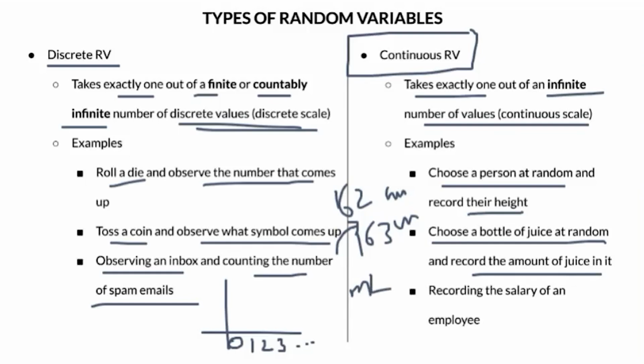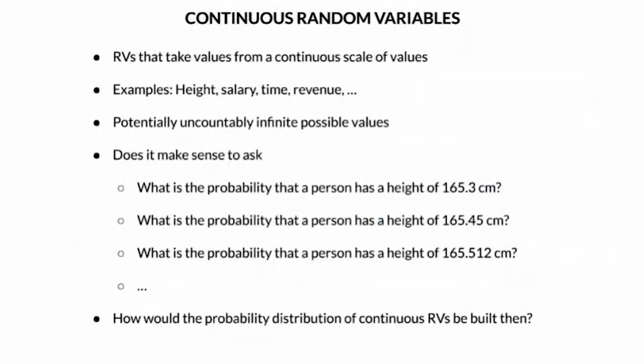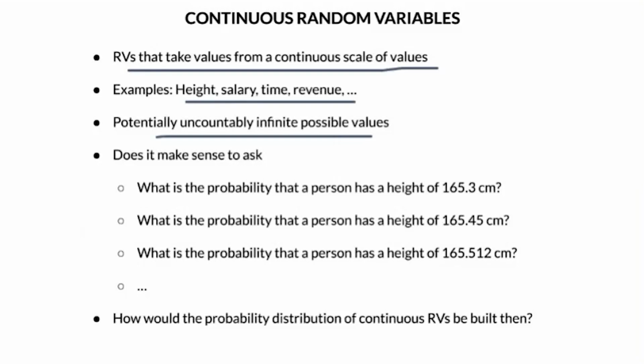These have values which you cannot fix in discrete way. Okay, you cannot fix it in this discrete way. And of course, salary also follows the same pattern. These are continuous random variables. Okay, so random variables that take value from continuous scale of values, height, salary, time, revenue, so on and so forth. Potentially, there are infinite possibilities.